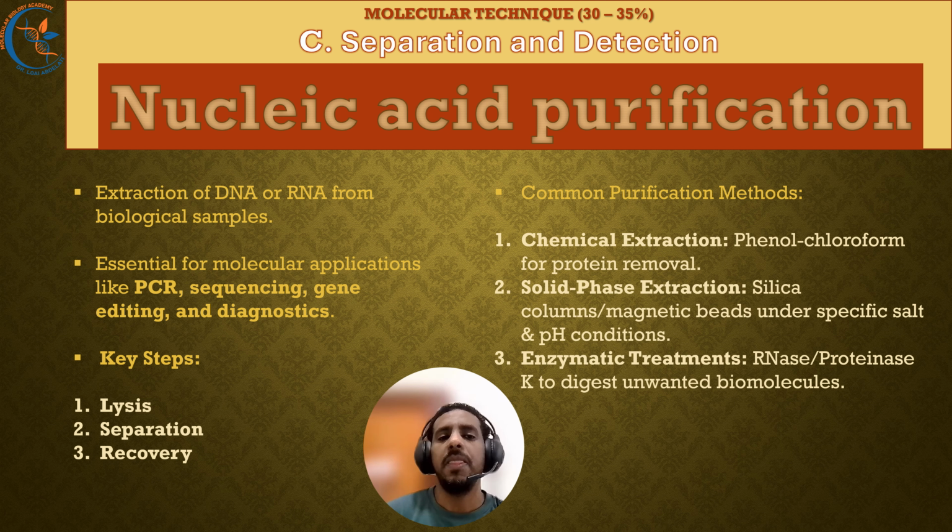All right? The common purification methods include chemical extraction, solid phase extraction, and enzymatic treatment. Chemical extraction uses phenol chloroform for protein removal. Solid phase extraction uses silica columns or magnetic beads under specific salt and pH conditions. And lastly, enzymatic treatment uses RNase or proteinase K to break down unwanted molecules.